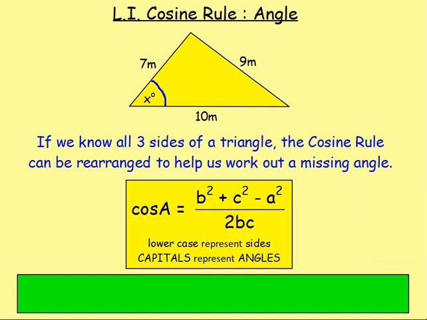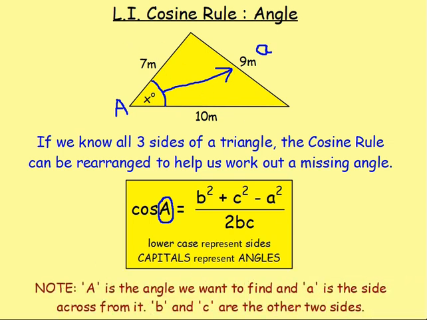Just remember, in the formula, the capital letters represent the angles, and the only capital letter here is A. So that would be A because that's what we want to find. And a, b and c lowercase are going to be the sides. What is very important is that if this here is angle A, then across from that, its pair, it's going to be lowercase a. And for the other sides, b and c, it does not matter which one is which. So as I said, A is the angle we want to find, small a is the side across from it, and b and c are the other two sides.